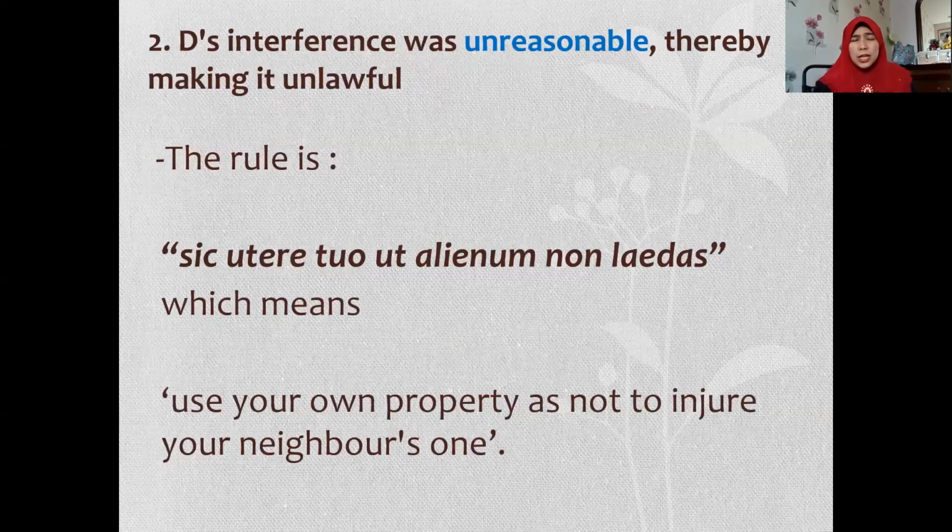It's actually related to this concept of unreasonableness of the interference. So the defendant's interference was unreasonable, thereby making it unlawful. And the rule or the maxim here is sic utere tuo ut alienum non laedere. I don't know how to pronounce it. This is a Latin term, which in English means use your own property so as not to injure your neighbor's. So you have the right to use and enjoy your own property, but you're not supposed to create nuisance for your neighbor, because the neighbor also has equal rights to enjoy and use their land.